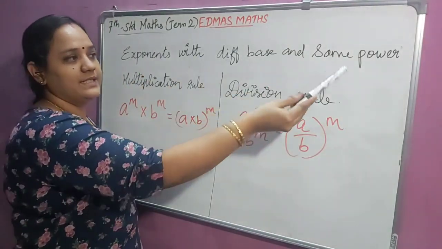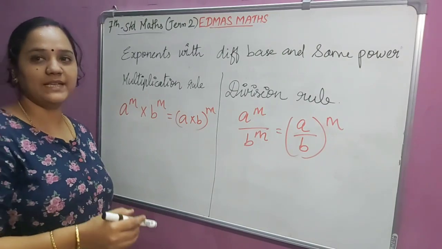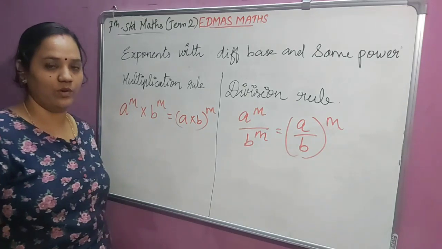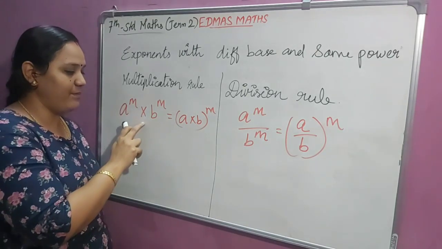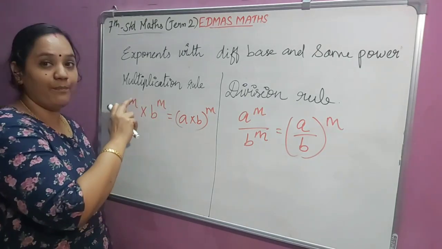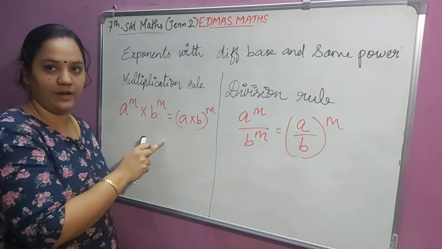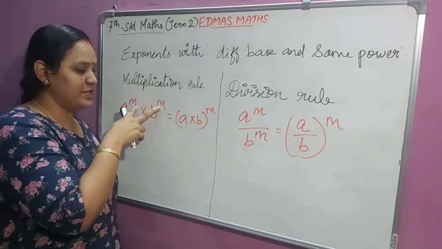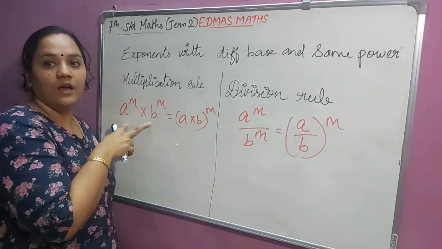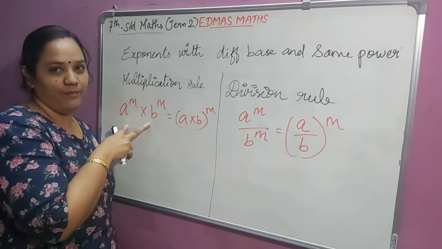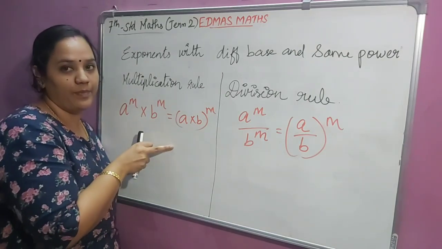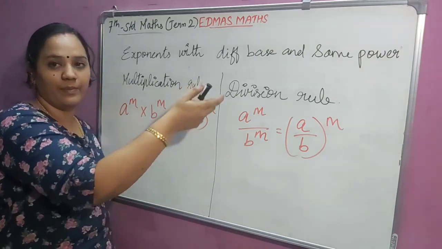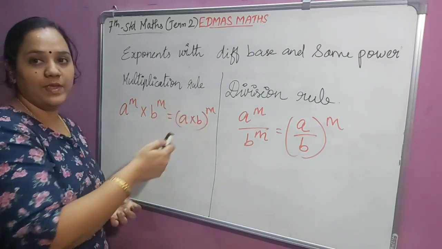Exponents with different base and same power. We have 2 rules, that is the multiplication rule and the division rule. So for the multiplication rule, a power m into b power m. So here the powers are same and the bases are different. So if we have the same power and different base, we can use this property. That is a power m into b power m equal to a into b, the whole power m. We can write the common power m.